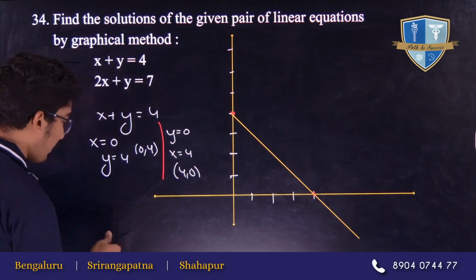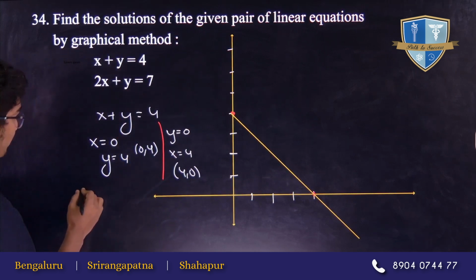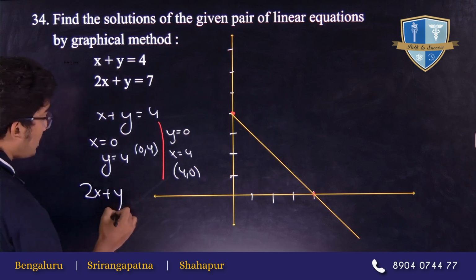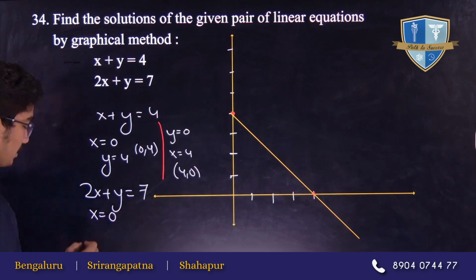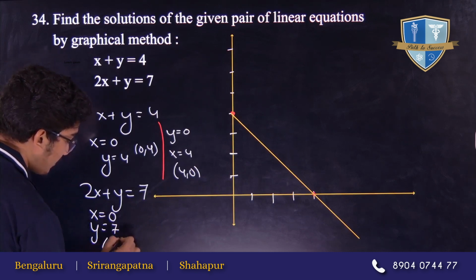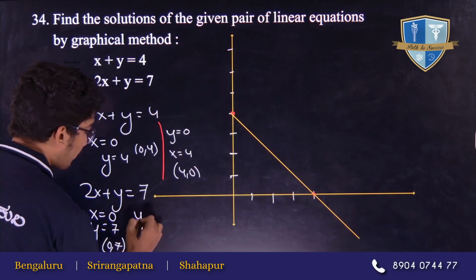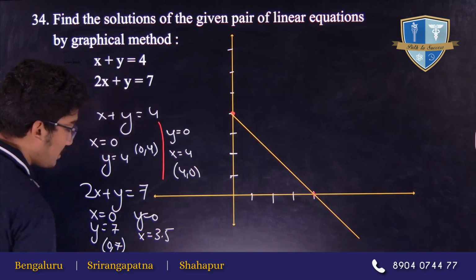Now we need to find another 2 points to draw the other line. The other line we have is 2x plus y equals 7. Again, we'll put x equals 0 and find the value of y. So x equals 0, y equals 7. So (0, 7) is our 1 point. Next we will put y equals 0, and we'll find x equals 3.5. So this is our second point.